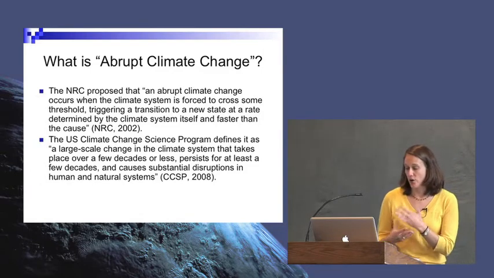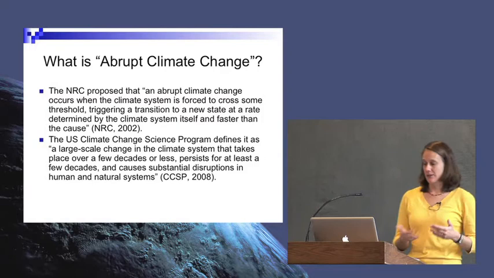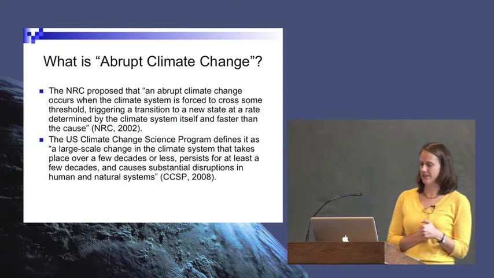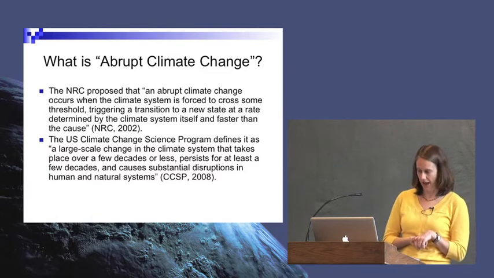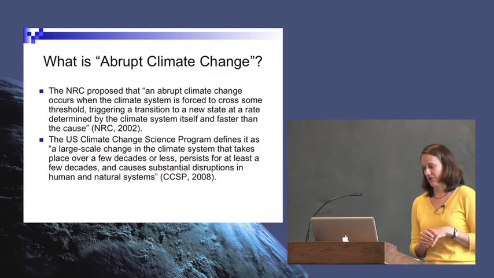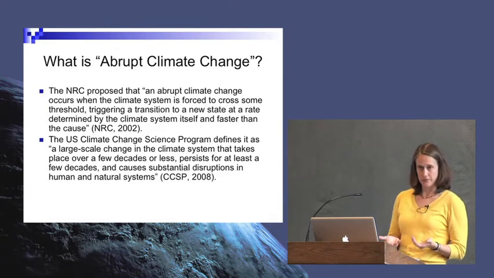And then more recently, the U.S. Climate Change Science Program has defined it as a large-scale change in the climate system that takes place over a few decades or less, persists for at least a few decades, and causes substantial disruptions in human and natural systems.